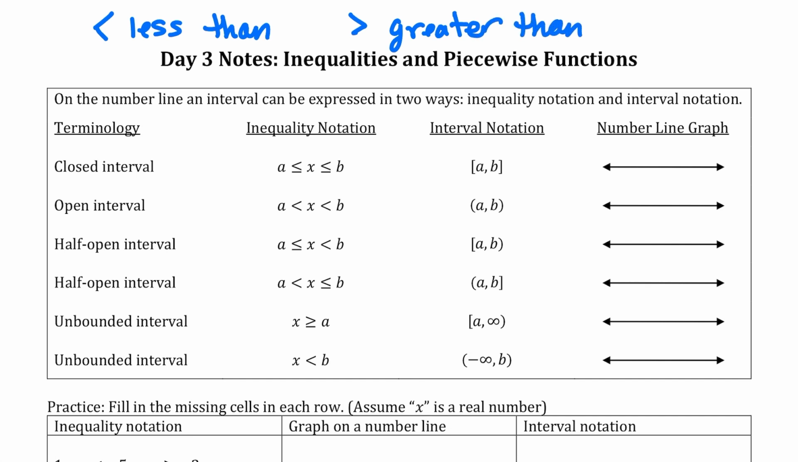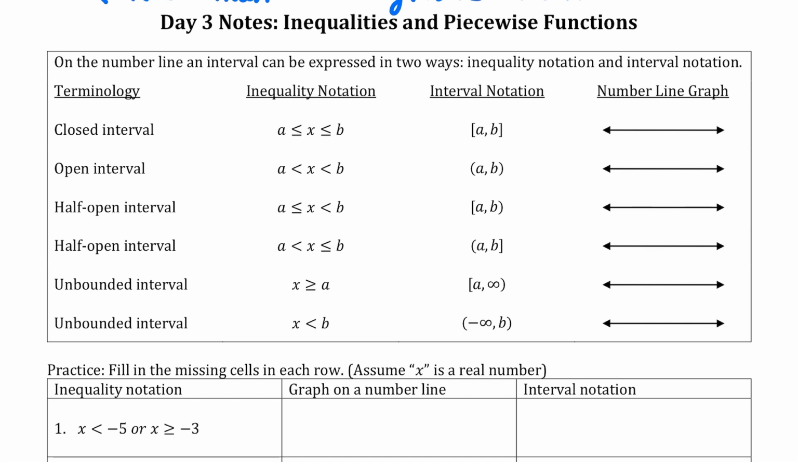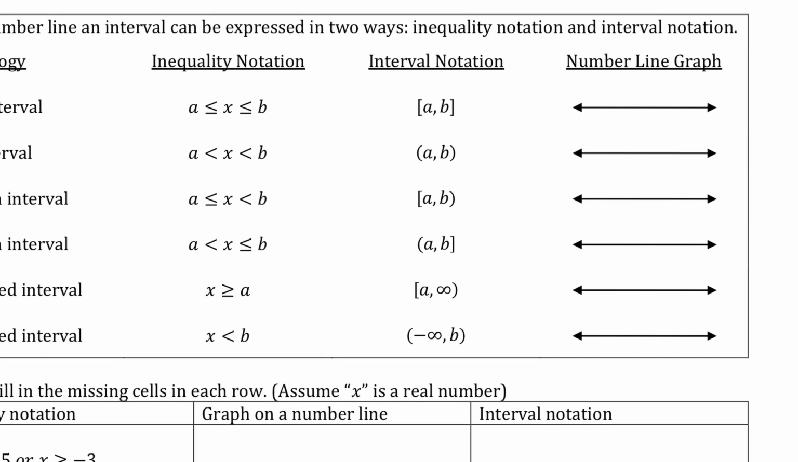So let's just do a quick review of this. If we're talking about a closed interval, we have two numbers that everything's in between them, including those two numbers. So what does a graph of a is less than or equal to x is less than or equal to b look like? Well, since we're including a, it's closed. Since we're including b, it's closed. And we're talking about everything in the middle. So that's what it looks like.